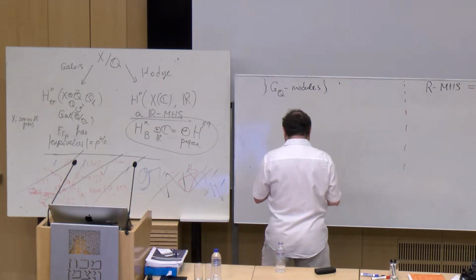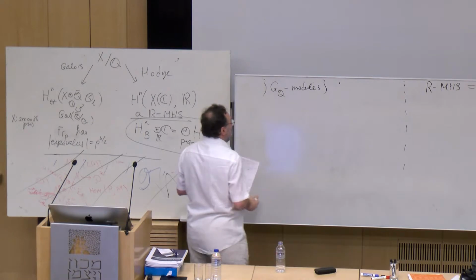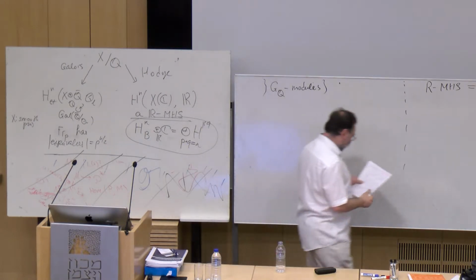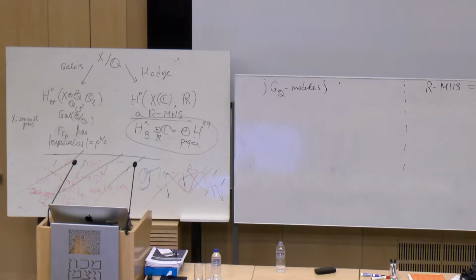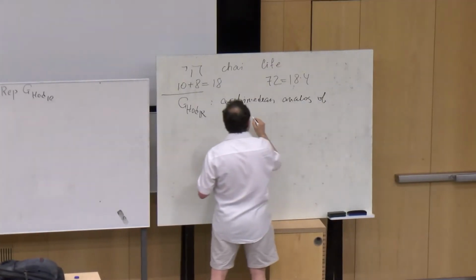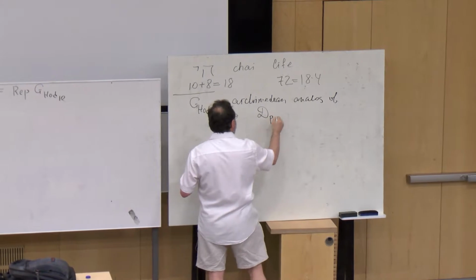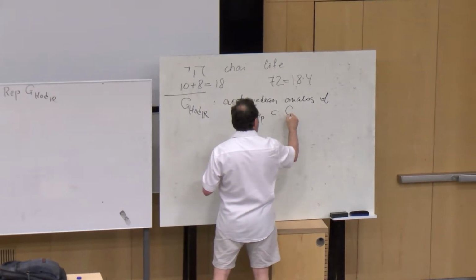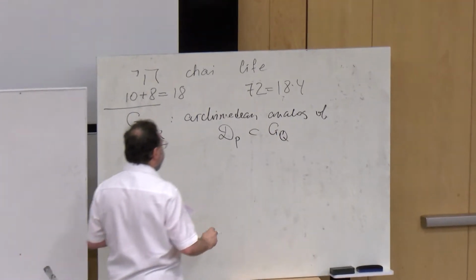And so you can deduce from this the main conclusion. The main conclusion is that this Hodge-Galois group, G Hodge R, is the Archimedean analog of a decomposition group at P, which is defined up to conjugation and sits in the Galois group Q bar over Q.